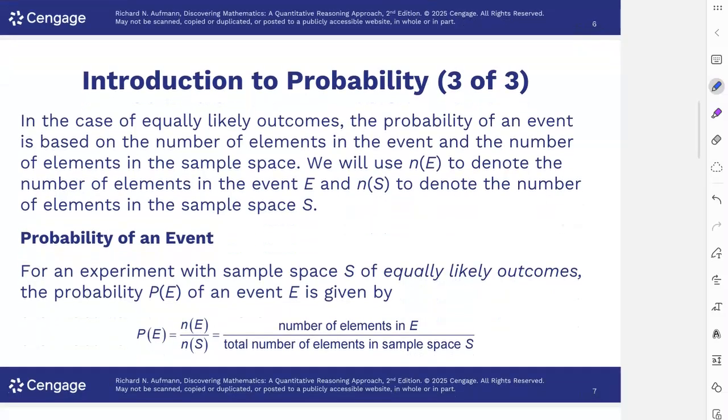So if we have equally likely events and we want to figure out the probability, then it's the number of elements in what we're looking for, divided by the total. So I think about it as part over whole.